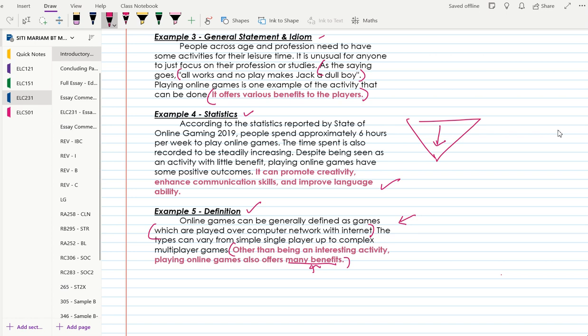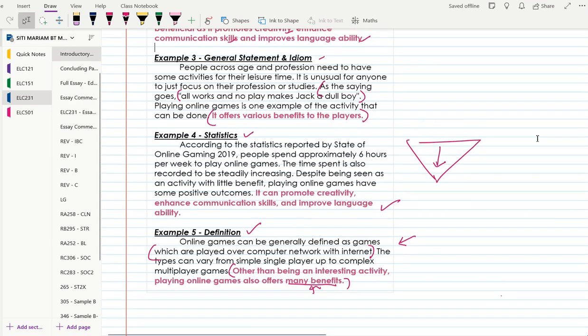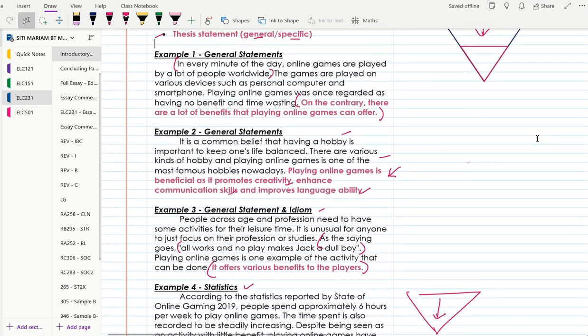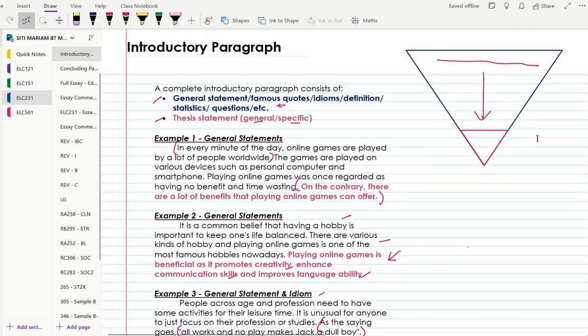Okay, so all in all, these are some suggestions on how you can write down your introductory paragraph. So we have general statements. You can also use idiom, statistic, or definition. There are actually other ways, but these are some of the simplest, or I would say the easiest ways to start off our introduction. And do not forget about the last important part, which is the thesis statement. Okay, so that's all for the introductory paragraph.